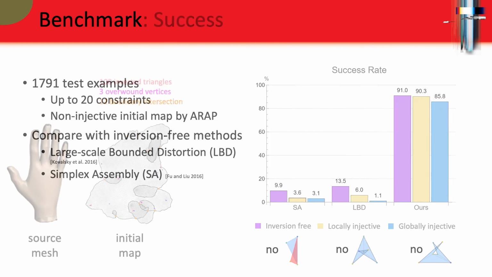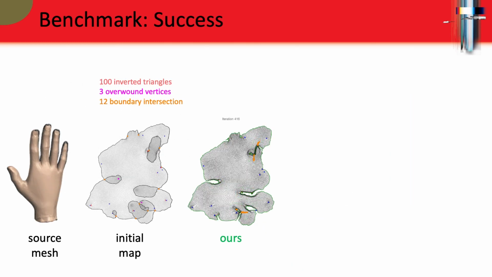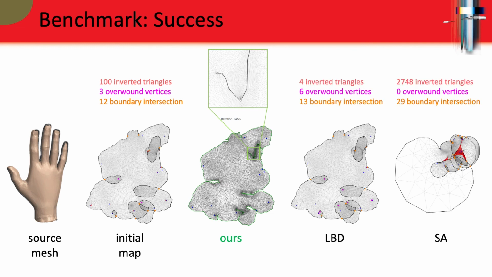Here's an example from the benchmark. The initial map has a large area of overlaps. Our method is able to find a globally injective map within 1500 iterations. The zoom-in shows that the boundary does not touch. However, existing inversion-free methods are unable to resolve the majority of triangle overlaps.